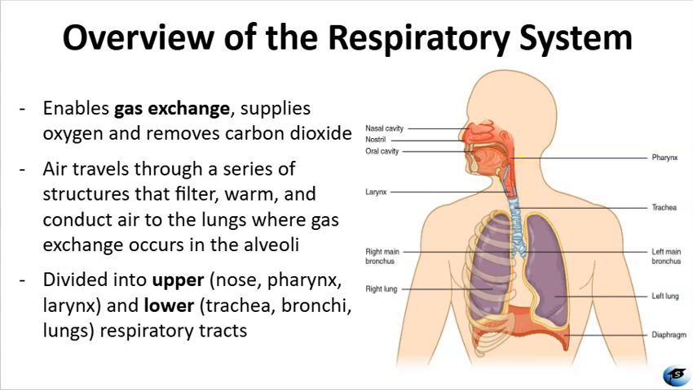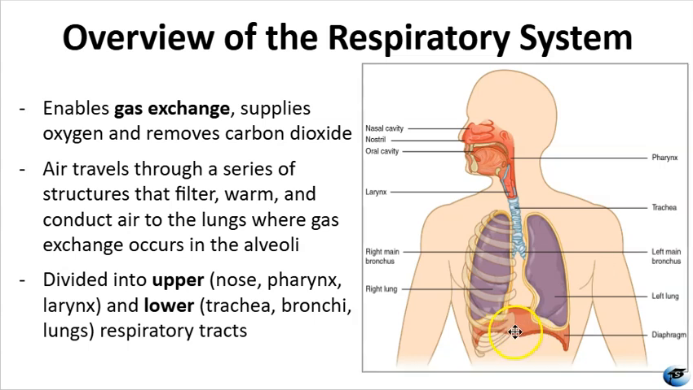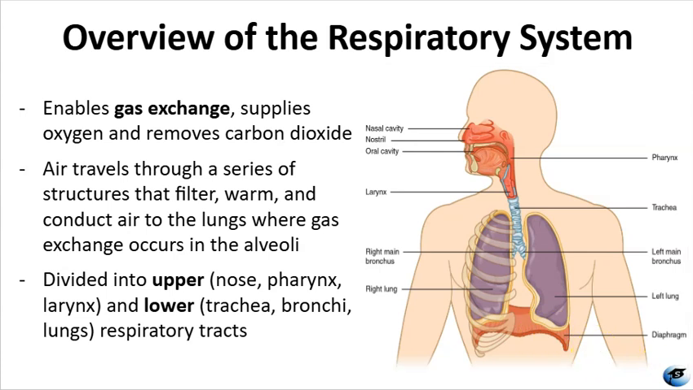In this diagram, you can see the major structures labeled, including the nasal and oral cavities, the pharynx, larynx, trachea, right and left main bronchi, and the lungs. Also shown is the diaphragm, which is a critical muscle that drives ventilation by contracting and relaxing to move air in and out of the lungs. At the very end of the pathway, inside of the lungs, air reaches the alveoli, which are tiny air sacs, where the actual gas exchange occurs across thin capillary walls.